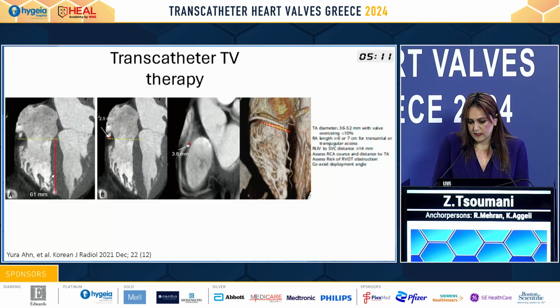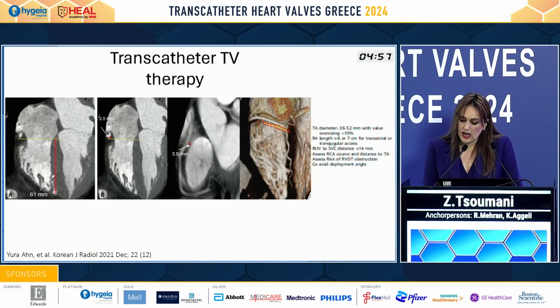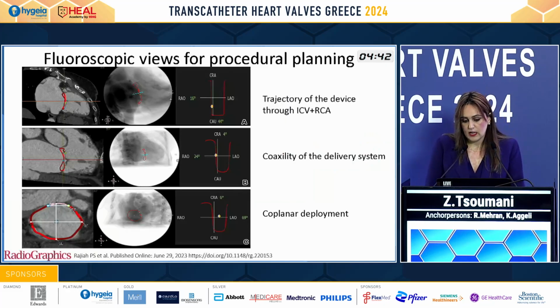In terms of transcatheter replacement, except for the right ventricular and right atrial measurements, we have to pay specific attention to the right coronary artery course and the distance of the right coronary artery to the tricuspid annulus. A distance less than 2 millimeters is considered unfavorable because of possible impingement.